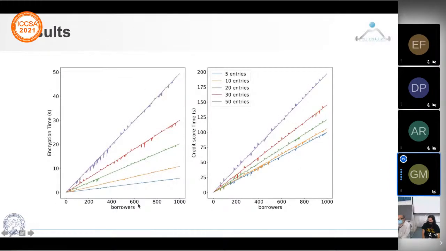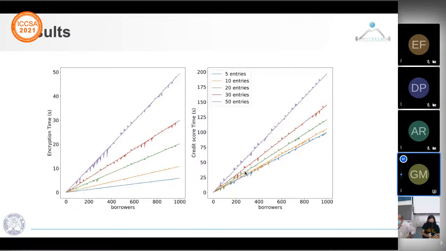So the results are shown here. With the encryption, we had quite good results. And with the computation, we had quite high computation times. With 200, 400, 600 borrowers, the increase is linear. And with a high number of attributes, we reach quite a high computation time when there are 1,000 borrowers, for example: we reach 200 seconds to compute the scores of these users.